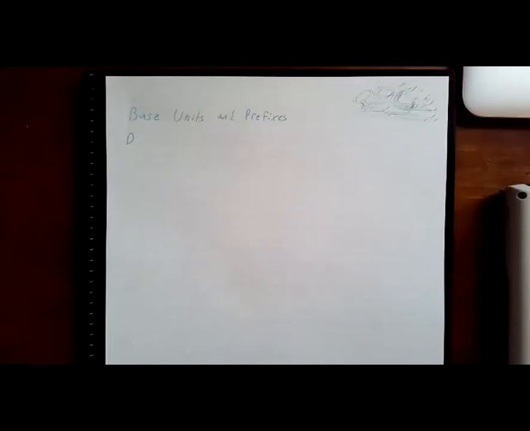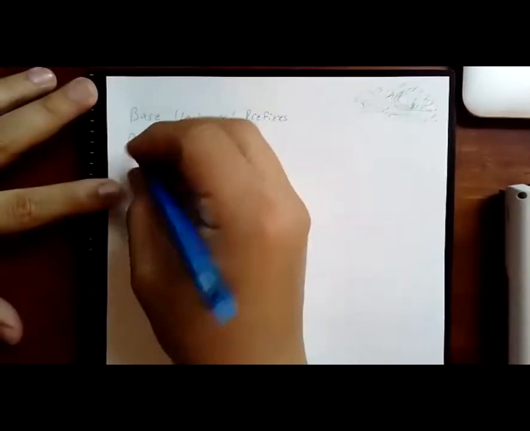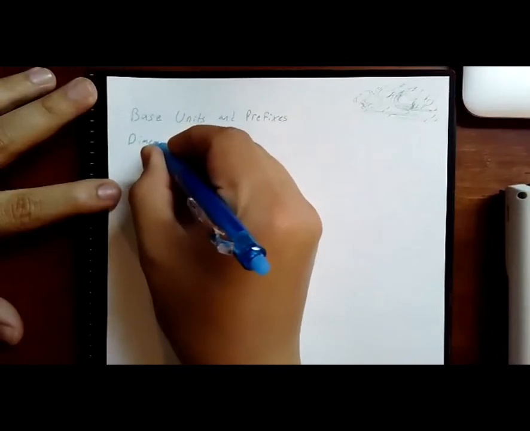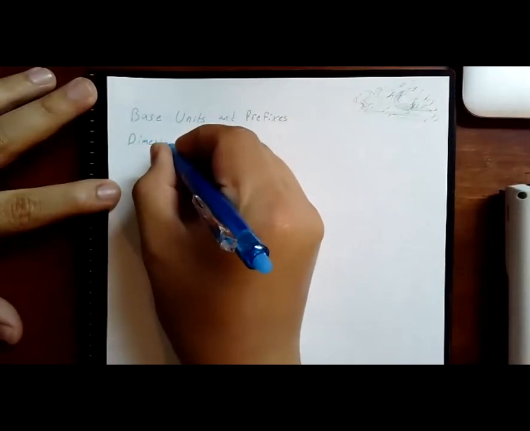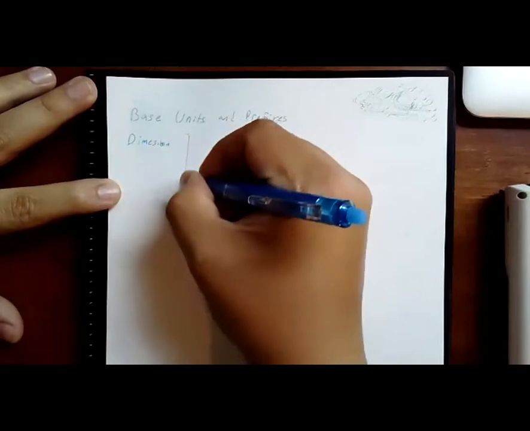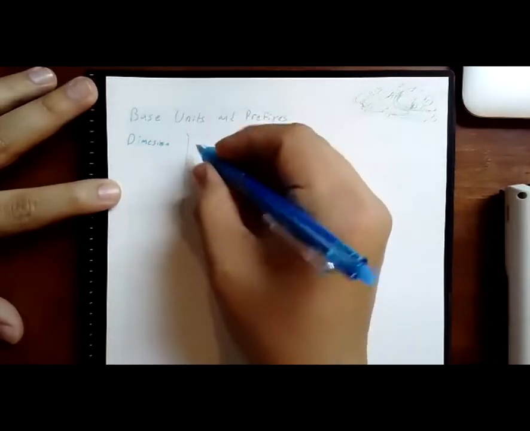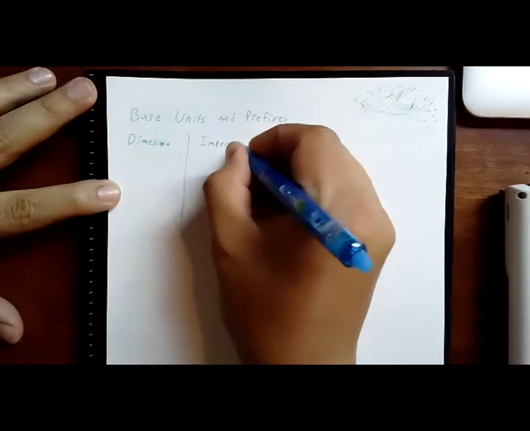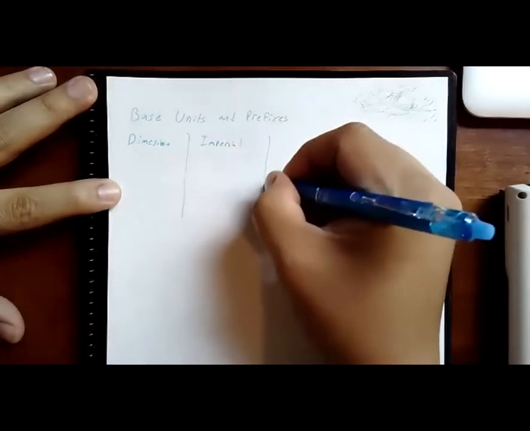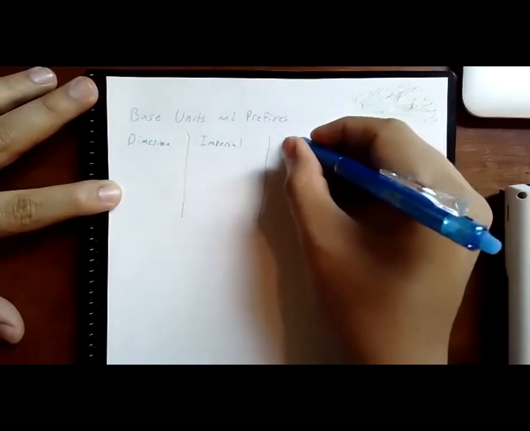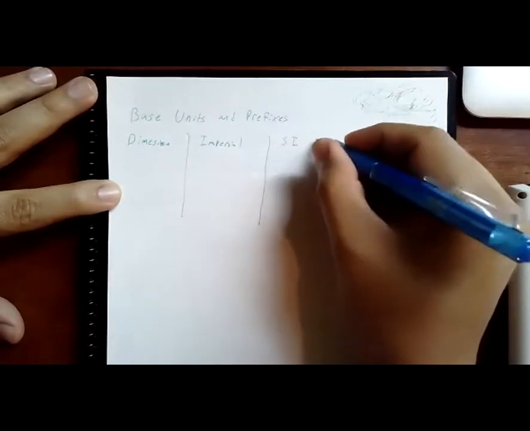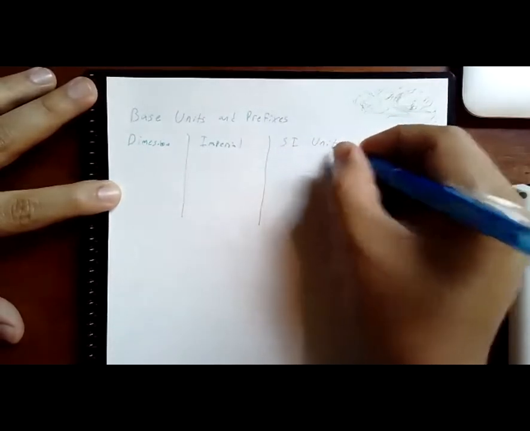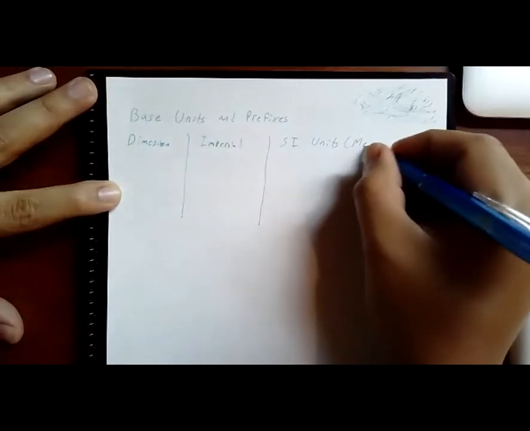Okay. So for dimension, make some categories here. Imperial, and SI units, also called metric.